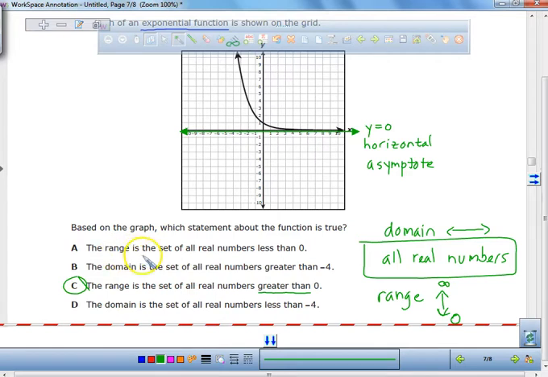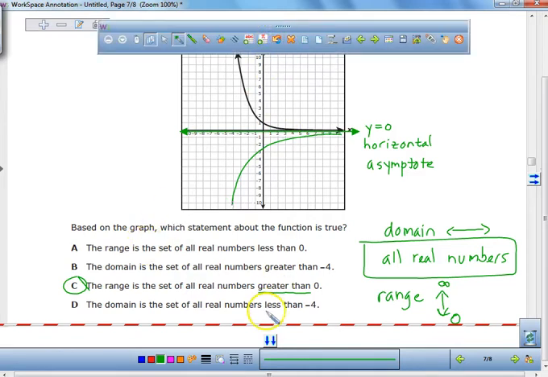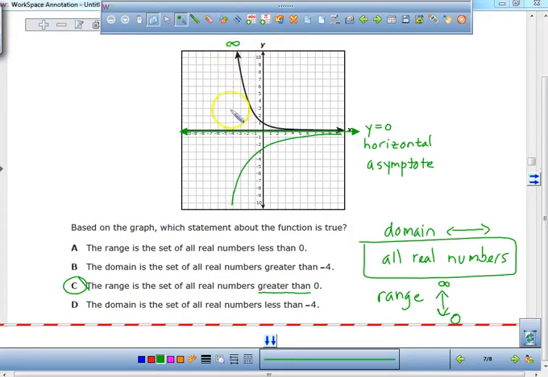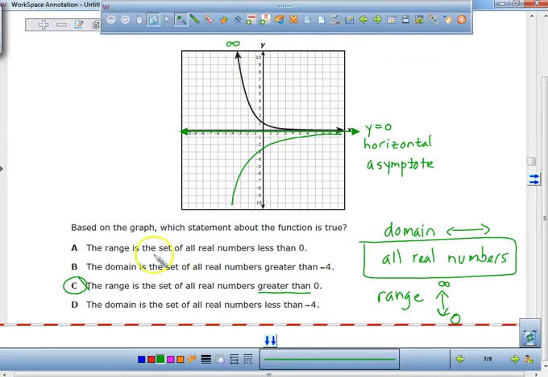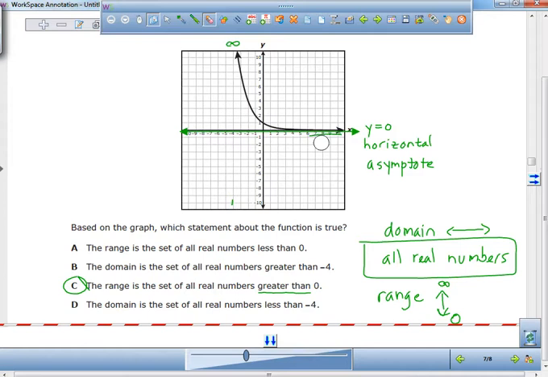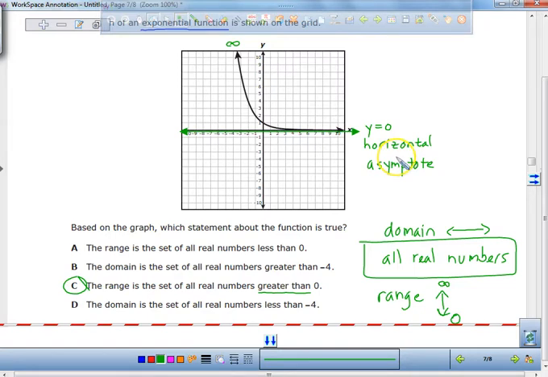If it said the range is the set of all real numbers less than 0, then your graph would look like this. It could look like that. So that would be like answer choice A. If it says the domain is the set of all real numbers greater than -4, then you wouldn't see an arrow here. You'd see an open circle, where it's not including it and it's going to the right. But the answer to this is going to be C. I know it's kind of tricky because you're dealing with domain and range with exponential functions, but what's one thing I want you to know is in an exponential function, a horizontal asymptote.